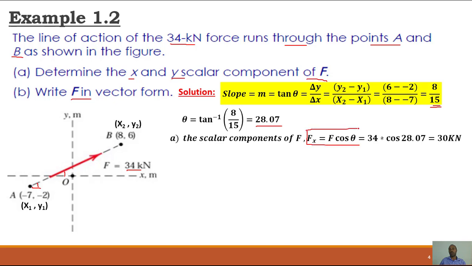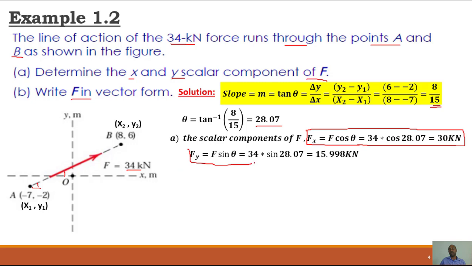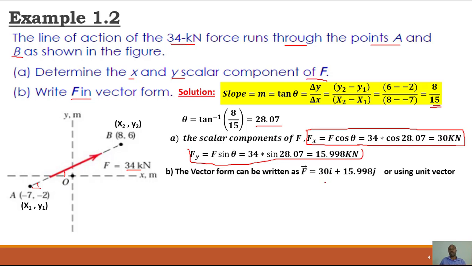Then the scalar components of F will be: Fx, which is F cos theta. If you substitute, you find 30 kilometers. This is the x component. The y component will be F sine theta, which gives 15.998. Then the vector form can be written as F vector equals 30i plus 15.998j.